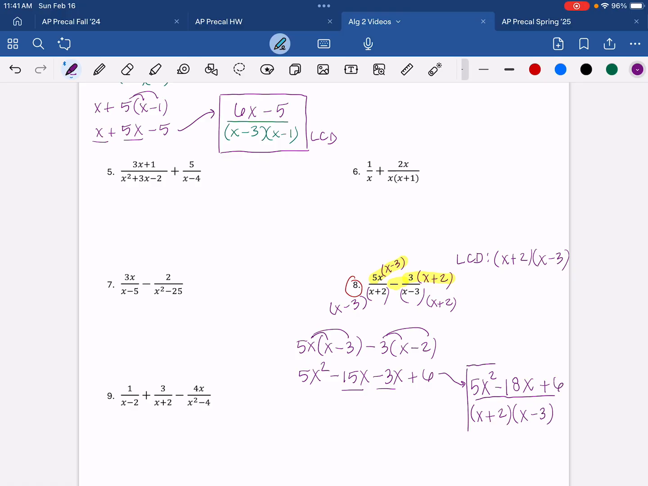Again, no solving on these types of problems. We're just trying to get the common denominator. It's in your answer, and then you're simplifying whatever was in the numerator.